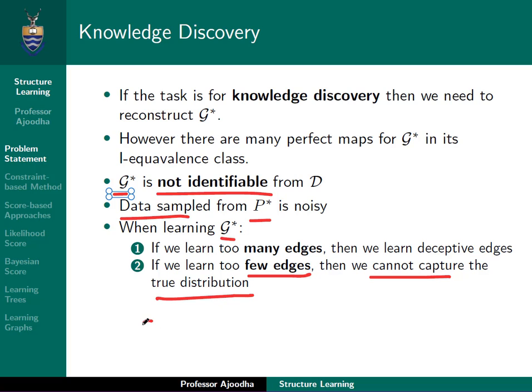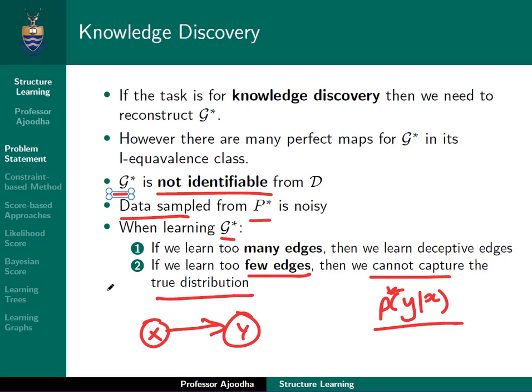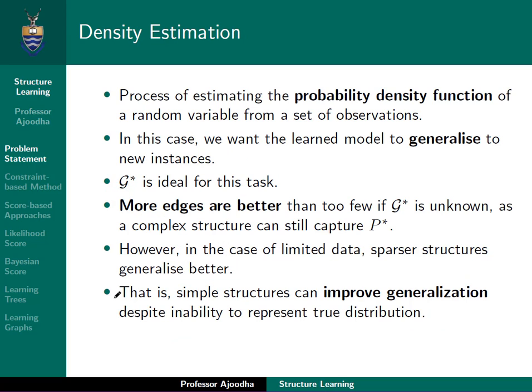So for the too few example, suppose the true distribution is that y is independent of x, something like this. And so this is my P star, right? And if I just learned no structure, so this is too few edges, then there is no way that these two variables can model this distribution. There's no way, because for it to model this distribution, you need to have this arrow between these two. So that's what I mean by too few edges.